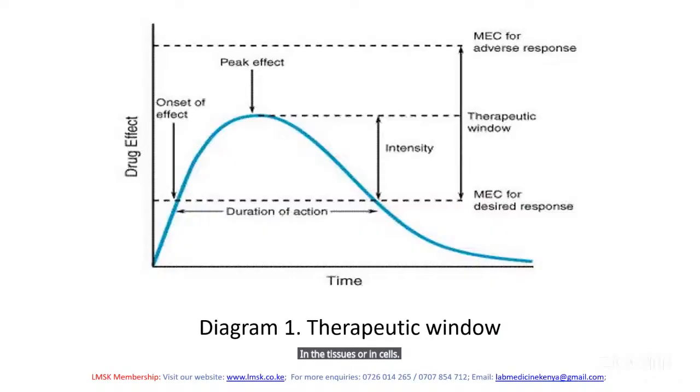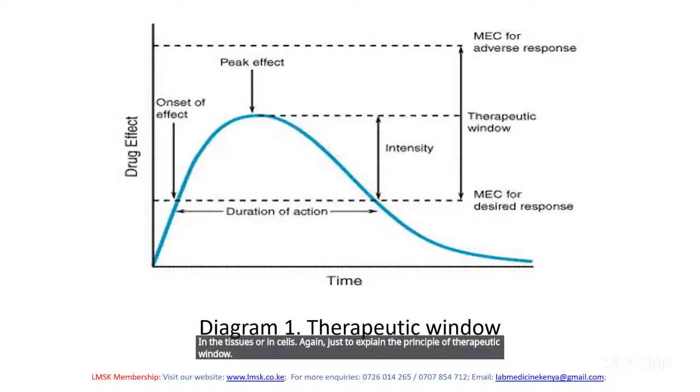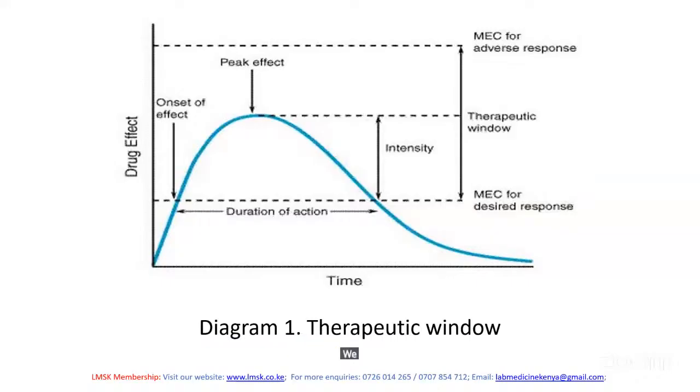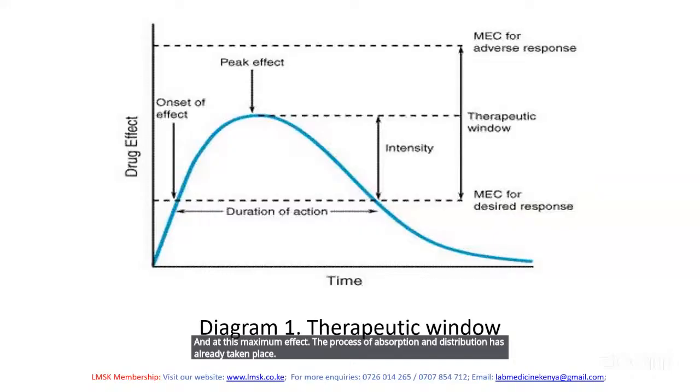Again, just to explain the principle of therapeutic window, we have on one side drug effect and time. We are saying it takes time before a drug can produce effects. And that's why you give several doses. A drug will reach its maximum effect, and at its maximum effect, the process of absorption and distribution has already taken place, and therefore, now we are metabolizing the drug and also excreting the drug.